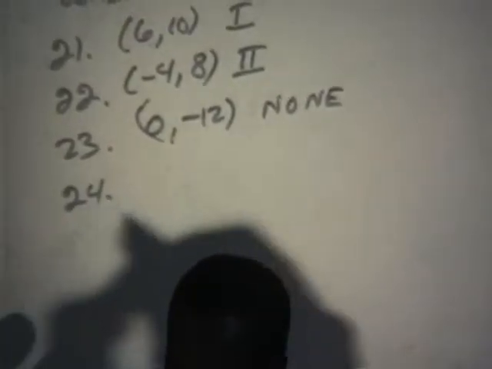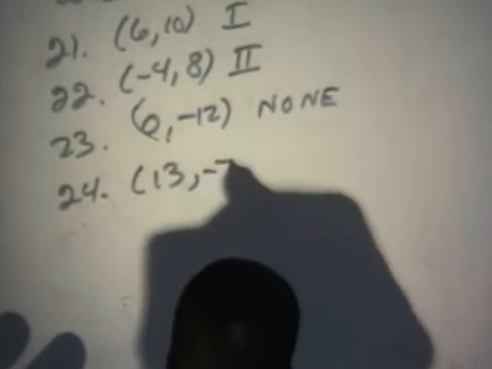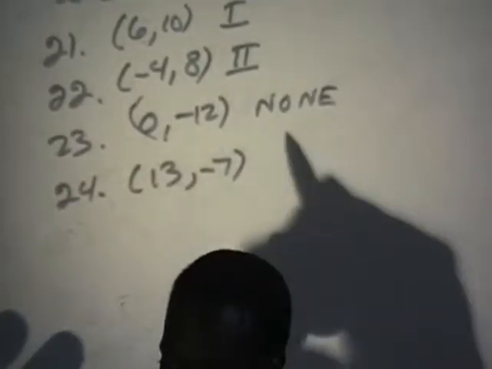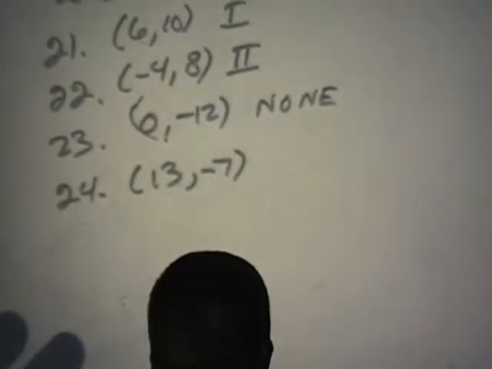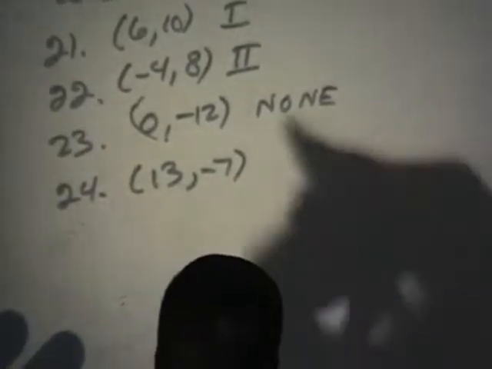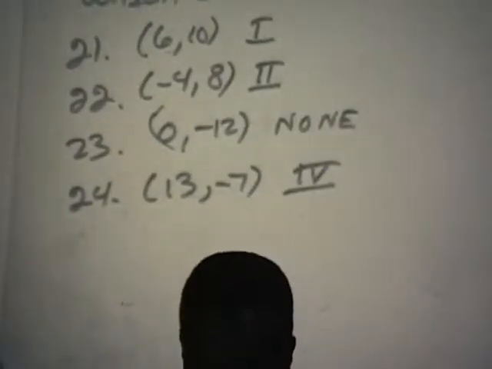Now let's go to number 24. We have 13, -7. Now, that's a positive x and a -7. That will be quadrant number 4. Very good. Okay, I think you've done well on that. Let's go on to review lesson 2-3.